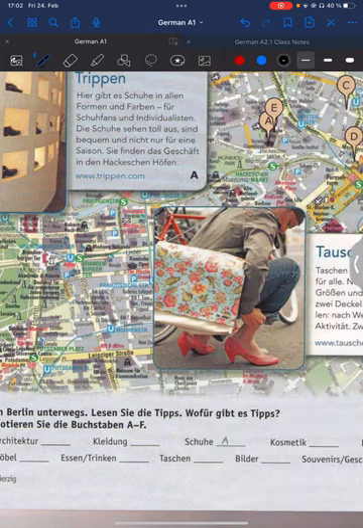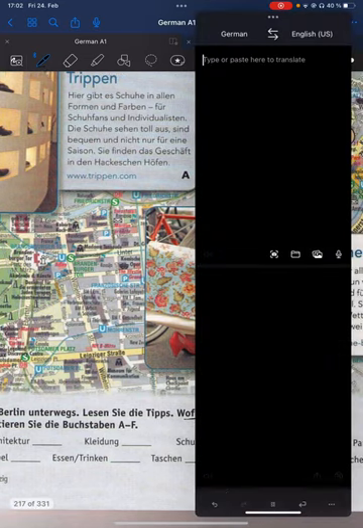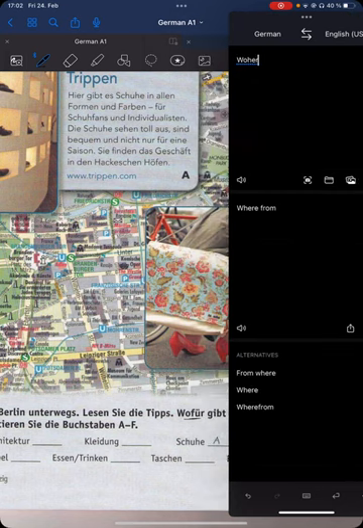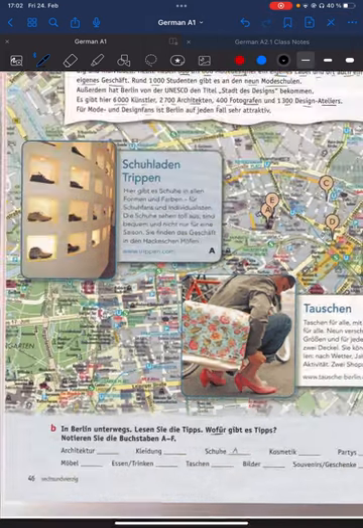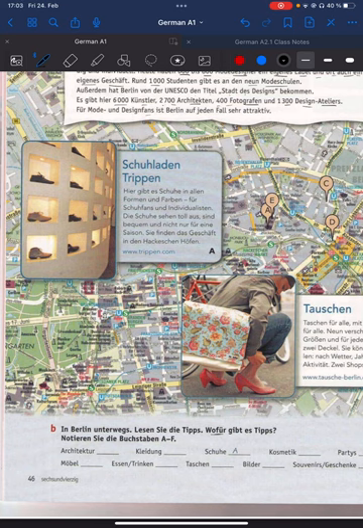Ja, Tipps. Wofür gibt es Tipps? Wofür? Neue Frage. Wie Frage? Wofür? For whom? Where from? Where from are these tips? Notieren Sie. Okay.